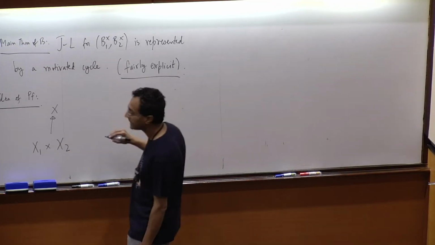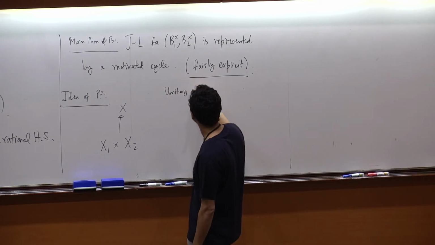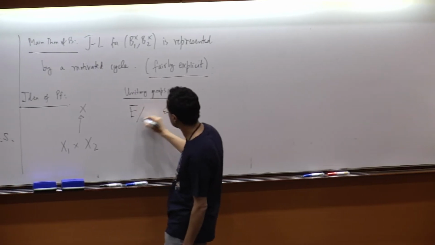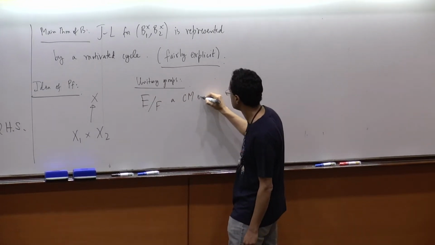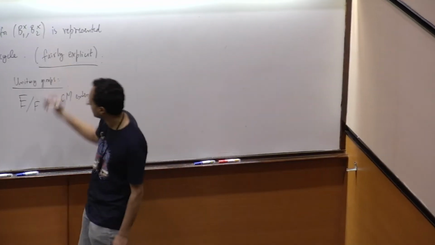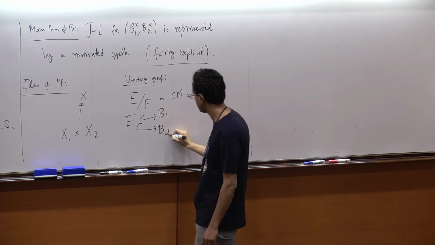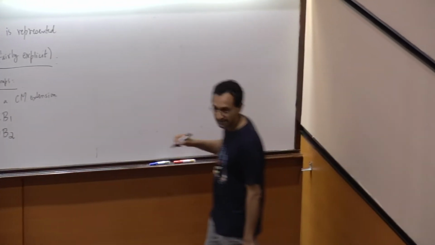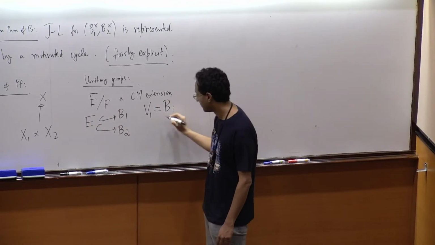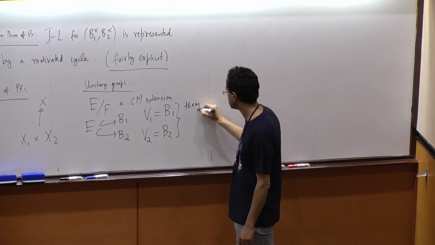Now, what we do is, it's nice to use unitary groups for this. So you pick a CM extension E, and you pick this in such a way that E embeds in both B1 and B2. Okay. All right. Then you can think of B1 and B2 as Hermitian spaces over E in a natural way. So we'll call B1, right, V1 for B1 and V2 for B2, thought of as E Hermitian spaces.